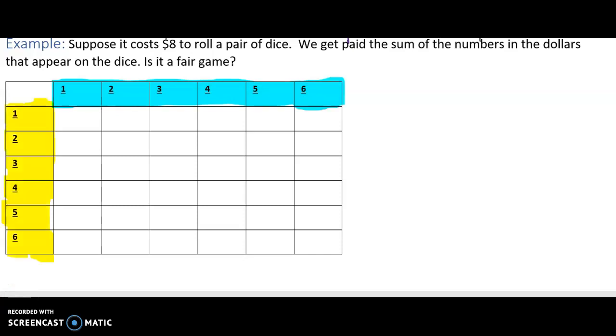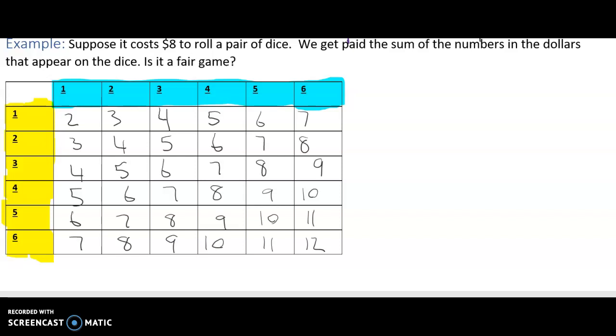If I roll a 1 and a 1, 1 plus 1 is 2. If I roll a 1 yellow and a 2 blue, I get 3. A 1 yellow and a 3 blue, I get 4, and so on. Pause the video and finish your table. We'll check in. You can see now that the numbers written in the table represent the sums if you roll the blue and yellow dice and get those numbers. So if I get a 5 yellow and a 4 blue, they meet at 9. The sum of 5 and 4 is 9.